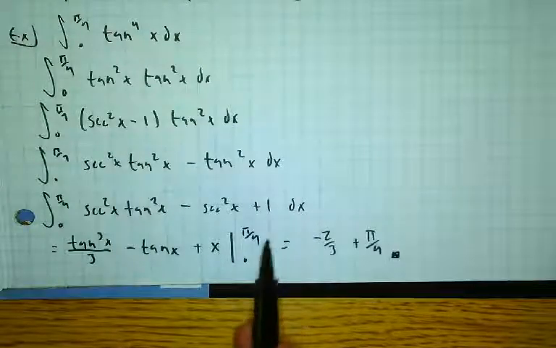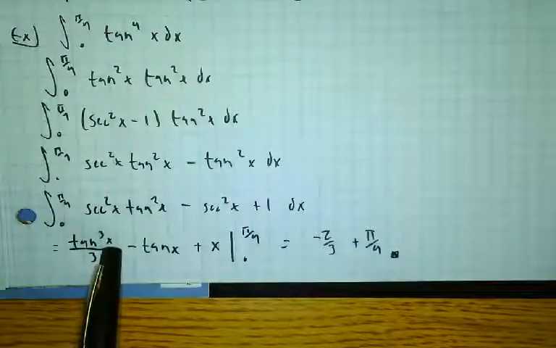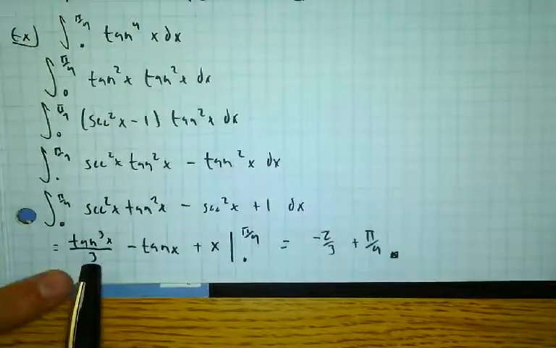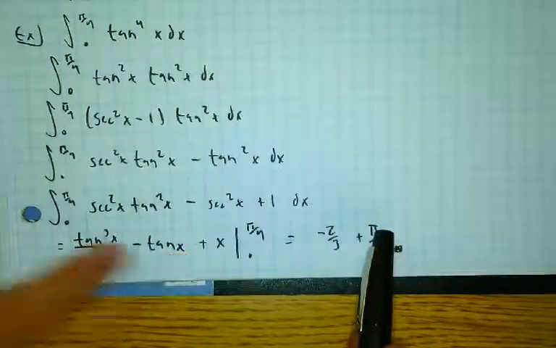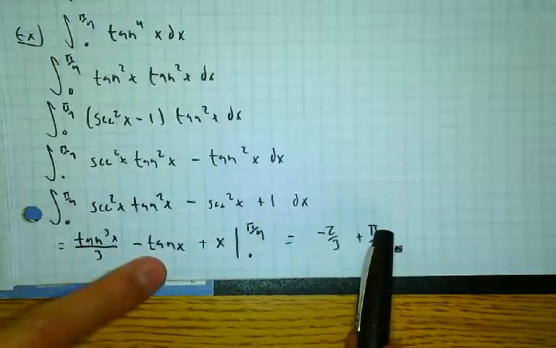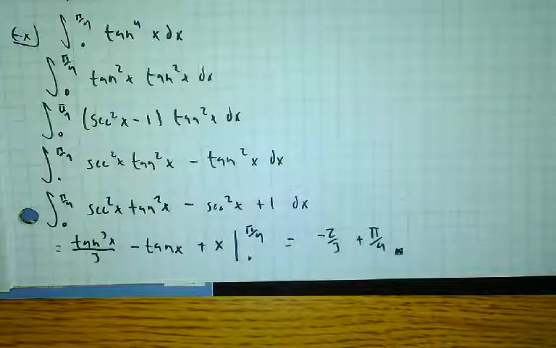Evaluate everything at pi over 4. Hopefully we didn't forget our unit circle. Tangent of pi over 4 is 1, to the 3rd power is 1, divided by 3 is 1/3. Minus 1 gets you this negative 2/3 plus the pi over 4. Tangent of 0 is 0. So your final answer would be negative 2/3 plus pi over 4. Cool? All right. Any questions about that one?